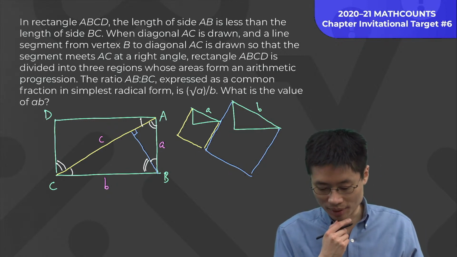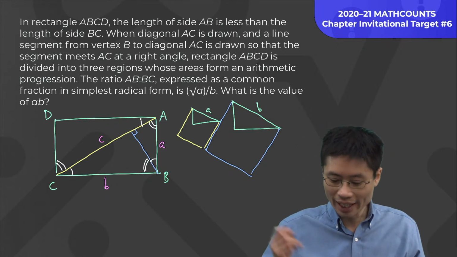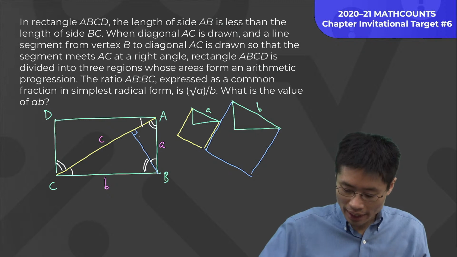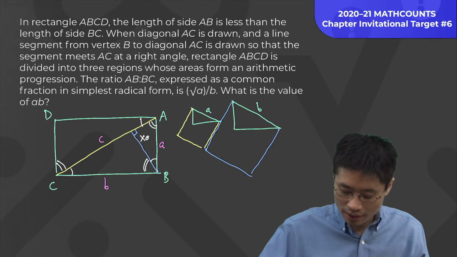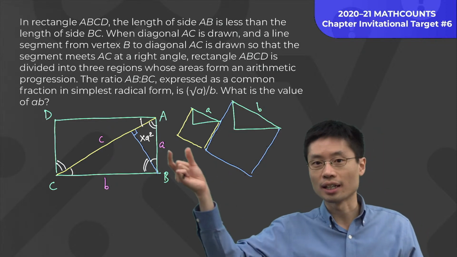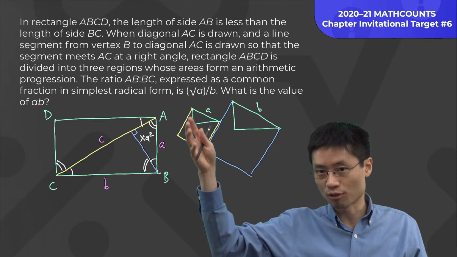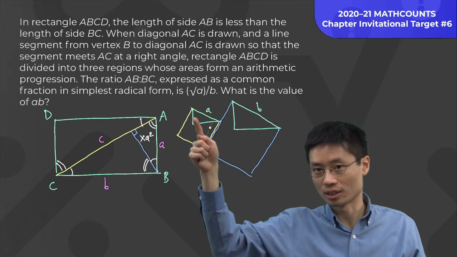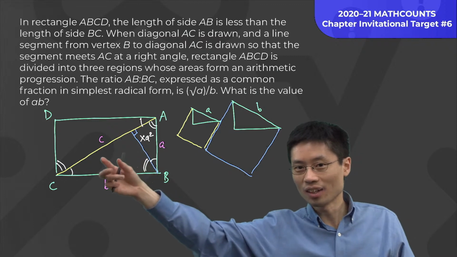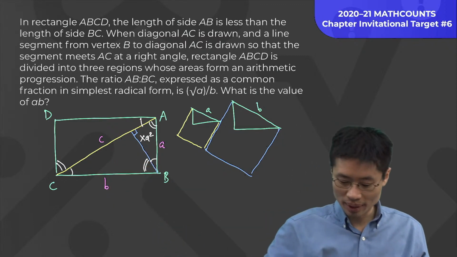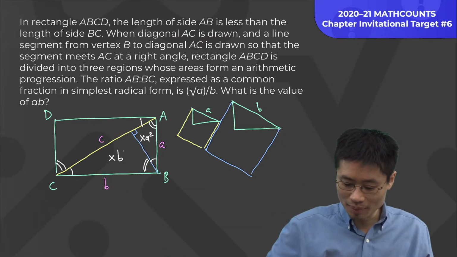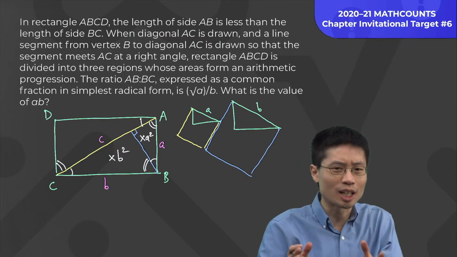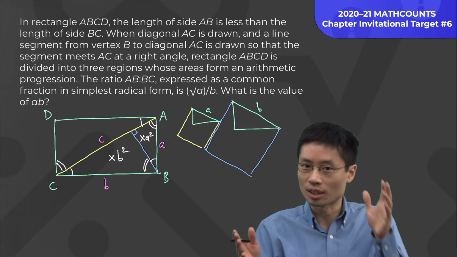What's a random number I haven't used yet? X. It'll be x a squared is the area of this piece, where x is the fraction of the area of the square that is the triangle. The area of this triangle is going to be xb squared with the same x. I'm just using x. I don't want to solve for x at all.